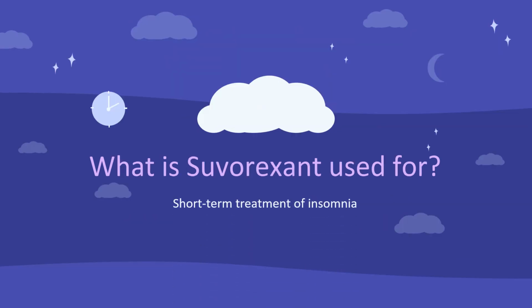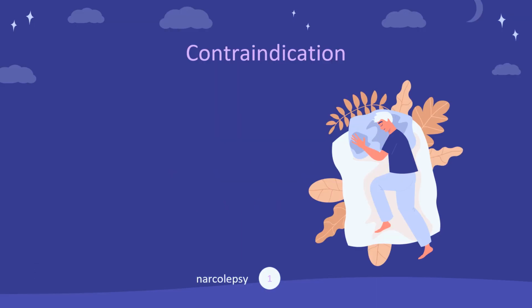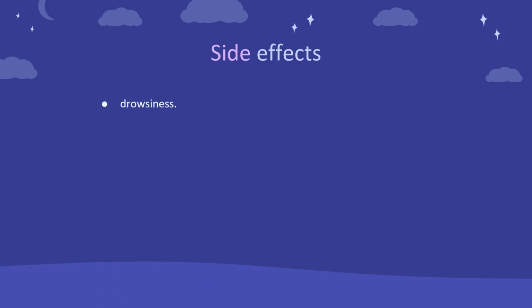What is Suvorexant used for? Suvorexant is indicated for the treatment of insomnia characterized by difficulties with sleep onset and/or sleep maintenance. Contraindication. Suvorexant is contraindicated in patients with narcolepsy.